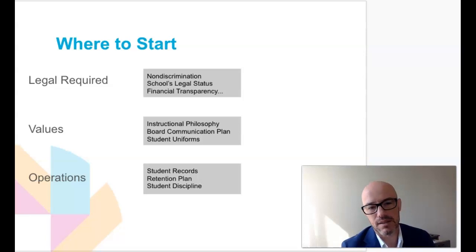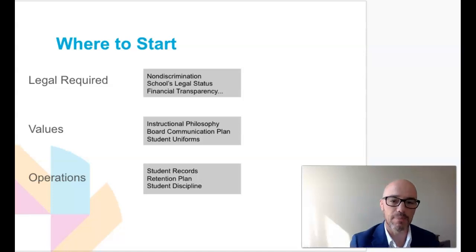And finally, you need to consider the operational aspects of your school. How are you going to govern the student record policies, the retention policies, student discipline? Those are functions of the board to decide what your philosophy is, and then it would be up to the board to develop a policy that the administration would then operate from.